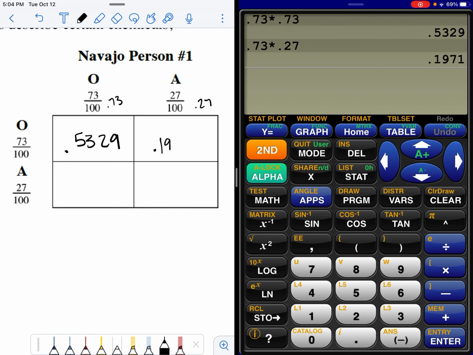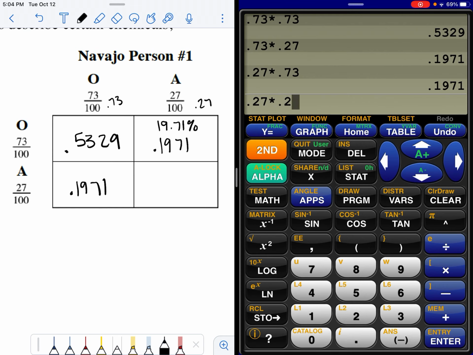And that's going to be 19.71. I could put it in as a percent or as a decimal. Either one is fine. I'm going to take 0.27 times 0.73, and that, of course, is going to give me the same thing. And then I'm going to take 0.27 times 0.27.